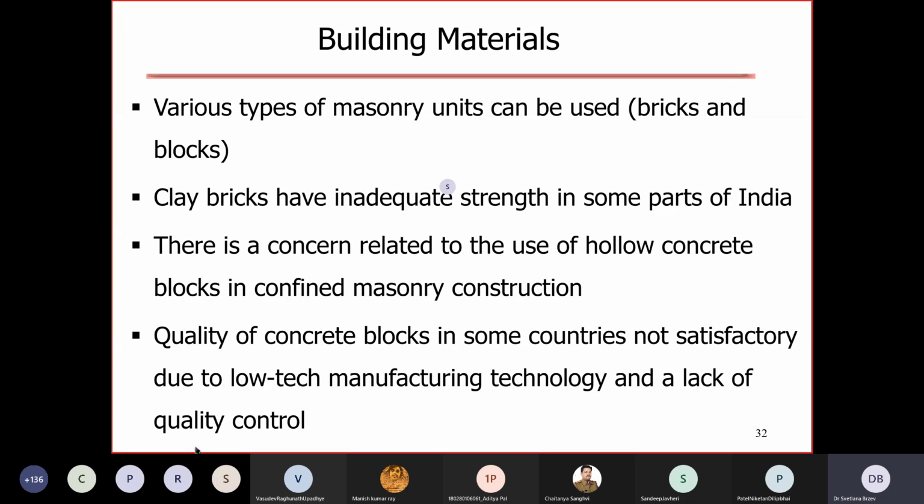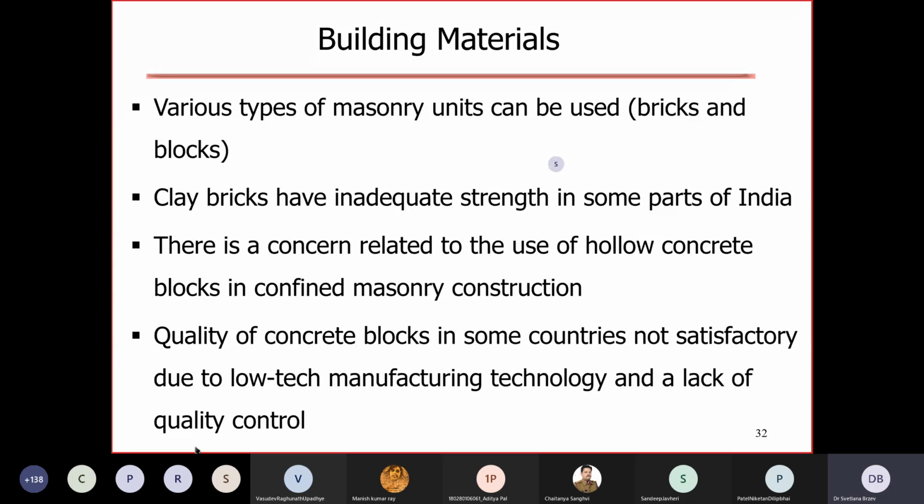In the recent past, there has been a significant concern related to the use of hollow concrete blocks in confined masonry construction due to very poor strength of hollow concrete blocks in some countries. This was particularly observed in Haiti, but also in other countries, in African countries, and in Nepal as well. So the conclusion is any material can be used, any type of masonry unit, bricks or blocks, provided that they have some minimum strength, which is usually prescribed by the codes.